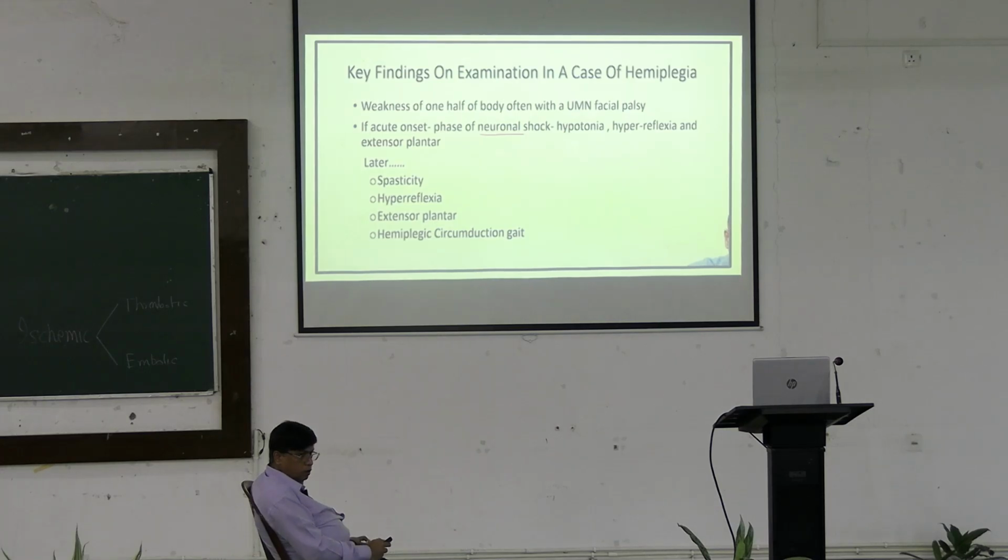In case of CVA also, there may be a brief period of neuronal shock. So, in the phase of shock you cannot get anything. There will be hypotonia, in the acute onset phase of neuronal shock there will be hypotonia, hyporeflexia actually, and an extensor plantar. In acute neurological shock, you may not get anything actually. But later you should get the features of upper motor neuron lesion.